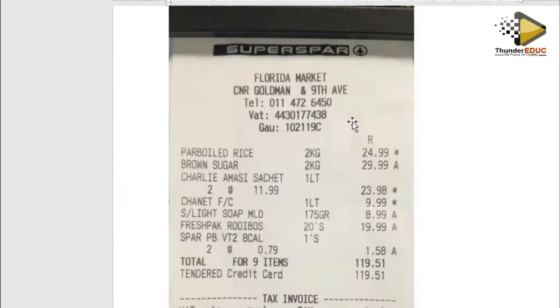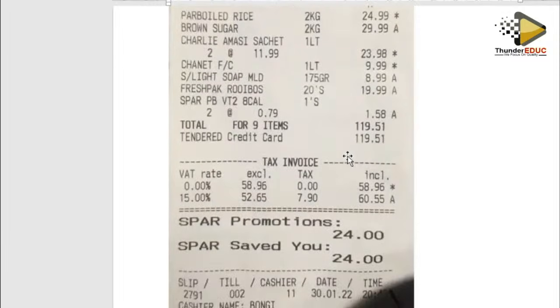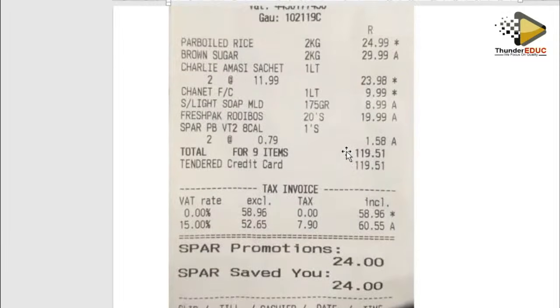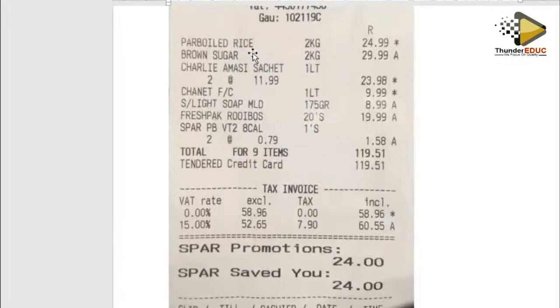Why should a slip have a VAT number? This simply means that this shop is VAT compliant. It pays VAT to the government. Let's look at the items that were bought here. We have the number of items. It will always show at the bottom, before the amount that you paid.